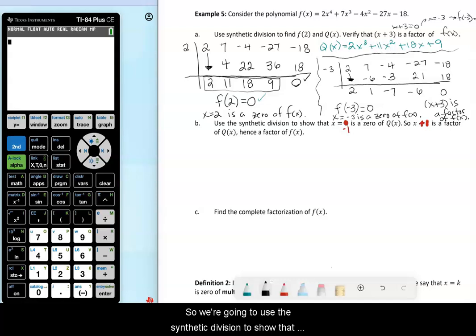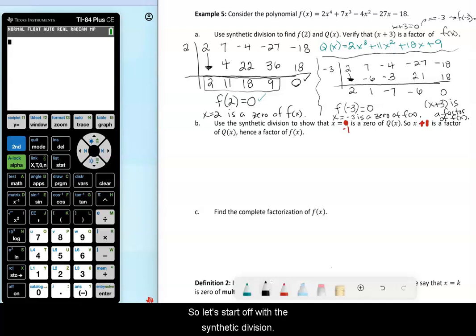So we're going to use the synthetic division to show that x equals -1 is a 0 of q of x. That's the first thing we're going to do. And then after we do that, if x equals -1 is a 0 of q of x, that means that x plus 1, change the sign of that x equals, x plus 1 is a factor of q of x. And since q of x came from a synthetic division of a 0 of f of x, if something is a factor of q of x, it is also a factor of f of x.